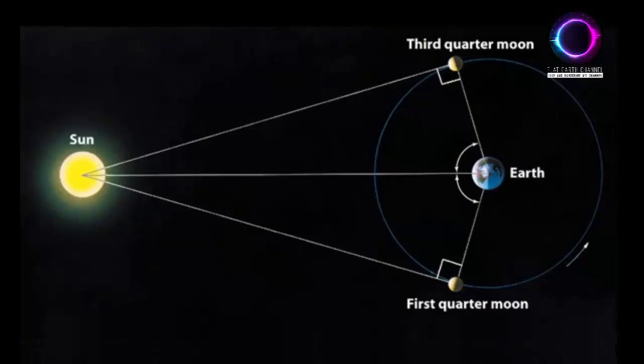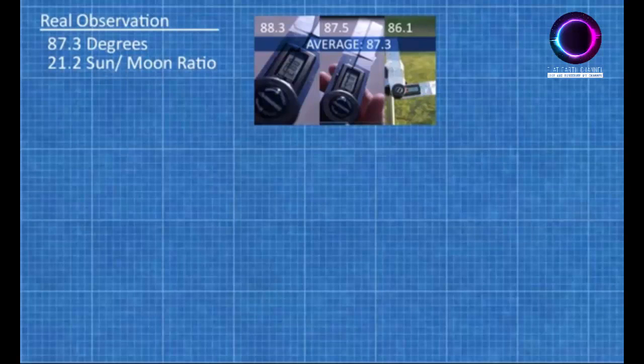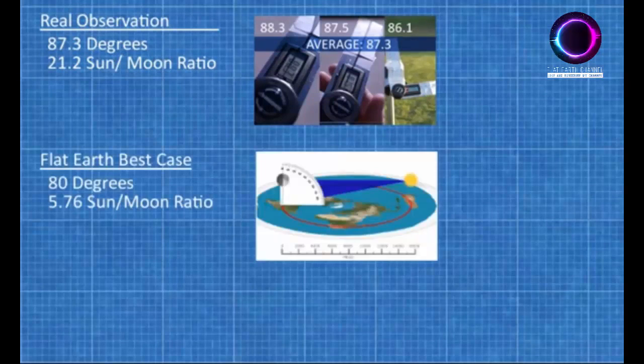Today, with much more accurate measuring capability, astronomers measure the angle to be 89.85 degrees. This puts the sun about 382 times farther than the moon, and this agrees with several other methods we have today for determining the sun's distance. The number I got is conservative. The more accurate you measure, the worse it gets for the flat Earth model. Remember, I used the best case scenario for the flat Earth model.